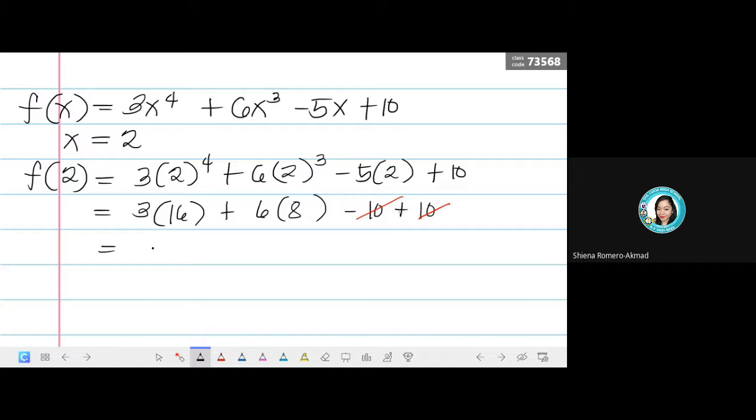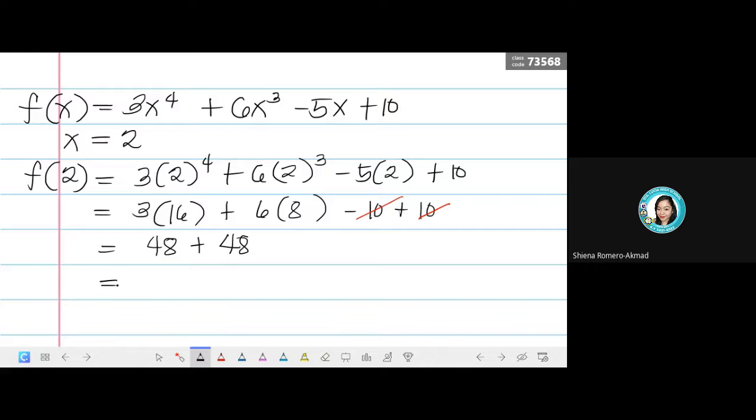Dito na tayo. We have 3 times 16. Tulungan niyo ako. What is 3 times 16 and 3 times 8? 3 times 16 is? Oh, bilisan niyo i-calculate. Yes, Diego. 48 po. 48. How about 6 times 8? 48 din po.